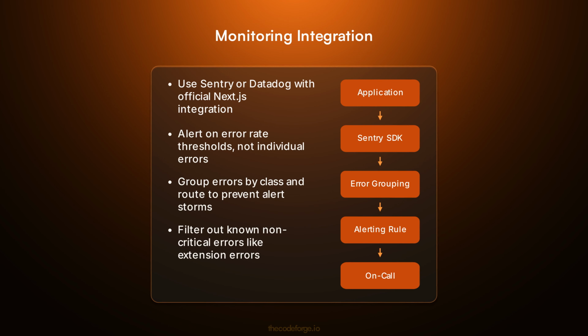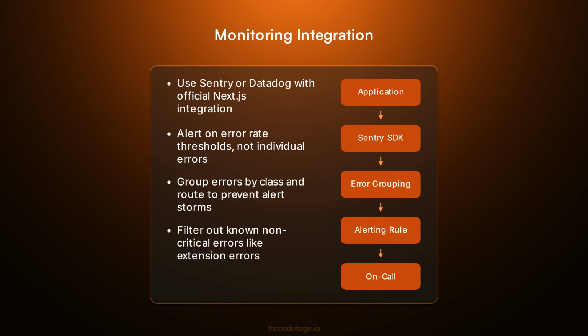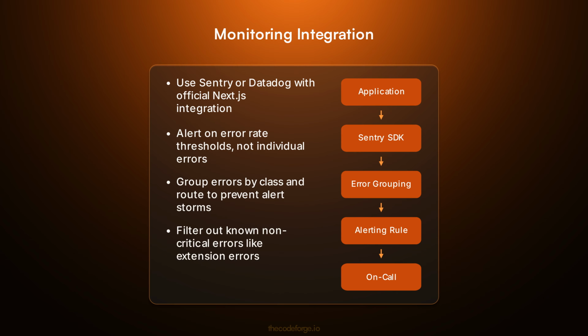Production error handling is incomplete without monitoring and alerting. Integrate Sentry, Datadog, or a similar APM tool using the official Next.js integration. Configure alerting rules based on error rate thresholds over rolling windows. A single 500 error is noise, but a 5% error rate on a specific endpoint is an incident. Implement error grouping to prevent alert storms during cascading failures.